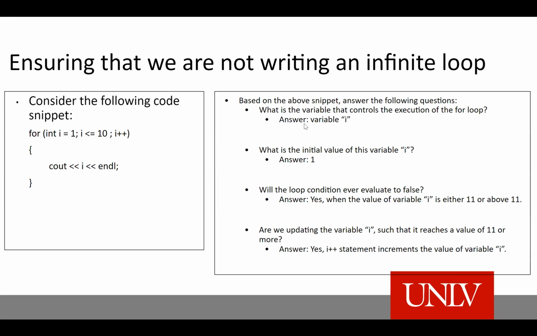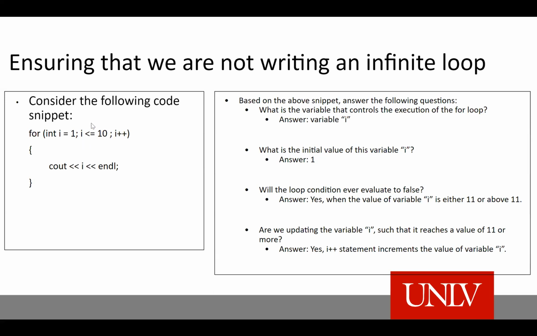Now we know the variable that's controlling this for loop is variable I. What is the initial value of this variable I? The initial value is 1. So we are starting at 1. And till when am I running this loop? I'm running this loop until the condition I less than or equal to 10 is false. Once it is false, I no longer run what's inside the for loop body.